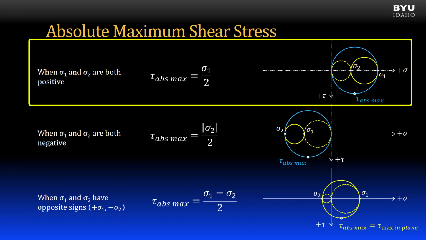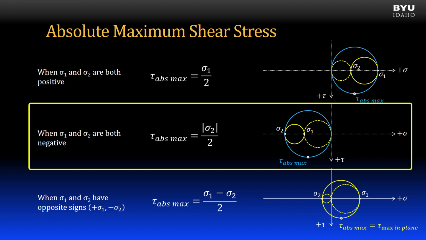Here's an example of the three Mohr's circles, one for each plane, when sigma 1 and sigma 2 are positive. The largest Mohr circle is drawn from sigma 1 to the origin. The absolute maximum shear stress can be found on this circle and is equal to its radius, which is sigma 1 divided by 2. A similar situation occurs when sigma 1 and sigma 2 are both negative, except that the large circle is drawn from sigma 2 to the origin.